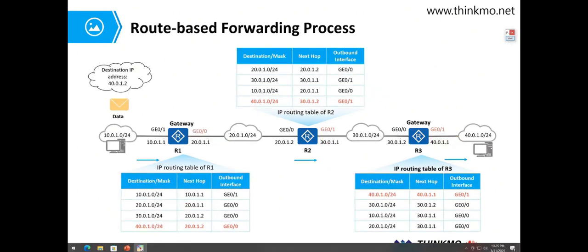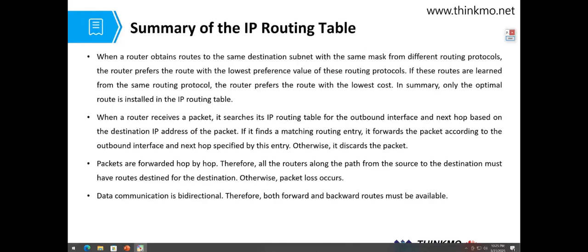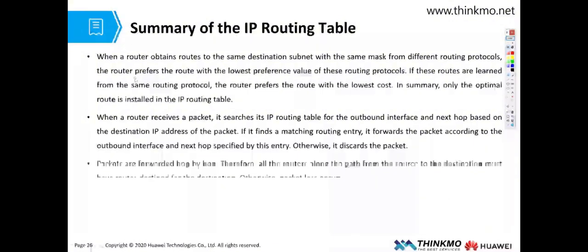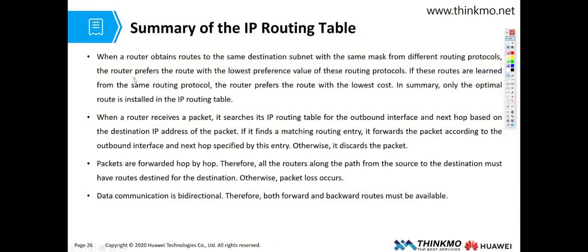Let's summarize here. When our router obtains the same IP network segment and mask from different routing protocols, the router will first go through the priority and select the route with the smallest preference value and place it in my routing table. However, if they are all learned through the same routing protocol, the router will choose the route with the lowest cost value. In short, our IP routing table only selects the best routes, and not the suboptimal ones, meaning those that are not as good.